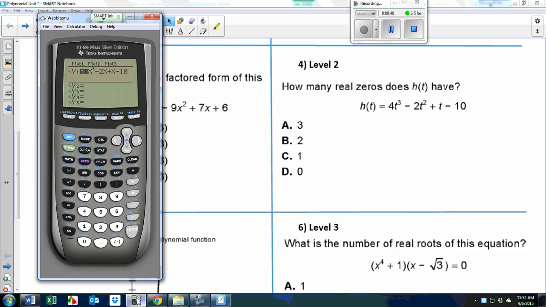So here we go, number 4, multiple choice. I've already got it typed in to look at the real zeros. I need to look at where it crosses the x-axis, because however many times it crosses the x-axis is how many real zeros the function will have. So I've got it ready to graph. I'll hit graph, and here it goes.